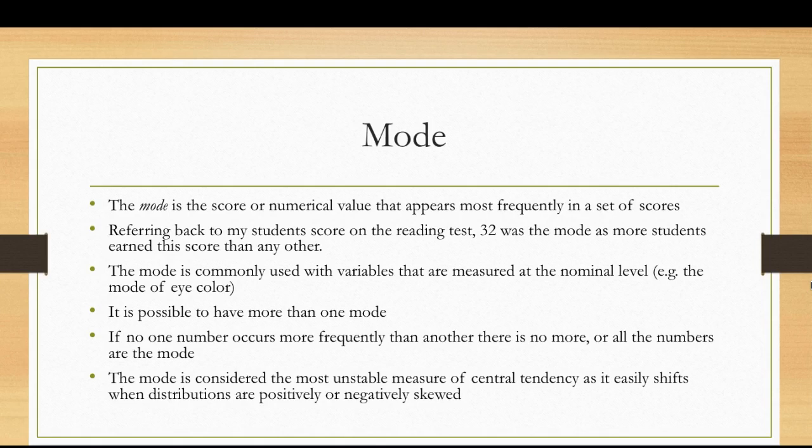bimodal, where one house would cost, I don't know, $100,000, whereas the other one would cost maybe $50,000. And so in that instance, it really doesn't give us a clear picture of the average home prices in Austin.